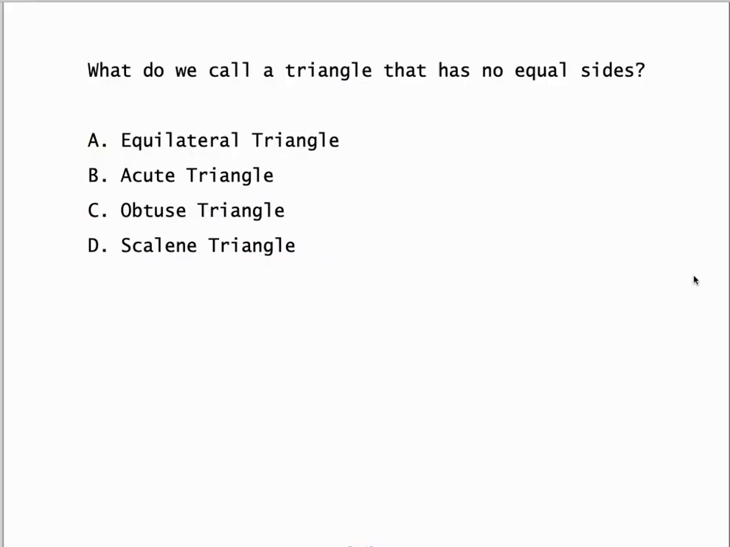What do we call a triangle that has no equal sides? Is it A, equilateral triangle, B, acute triangle, C, obtuse triangle, or D, scalene triangle?